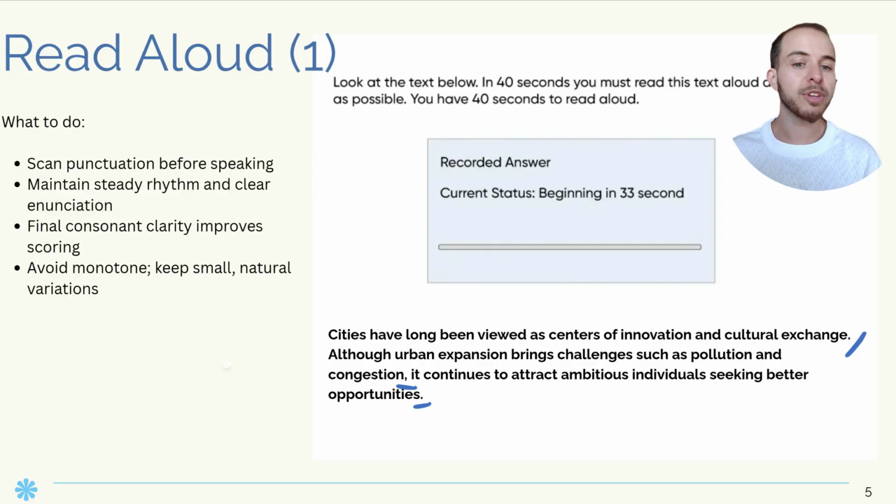Cities have long been viewed as centers of innovation and cultural exchange. Although urban expansion brings challenges, such as pollution and congestion, it continues to attract ambitious individuals seeking better opportunities.